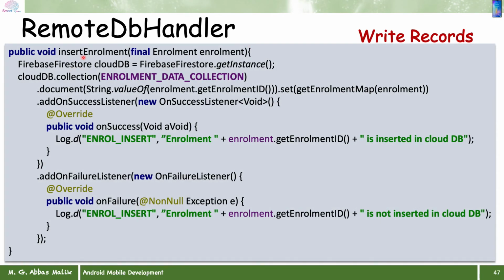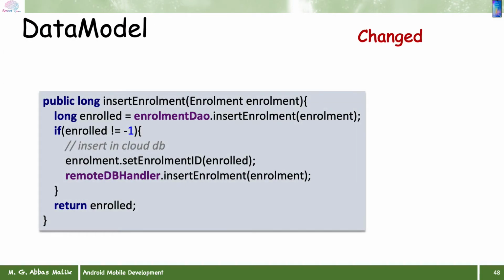And then similarly, we can have the insert enrollment, exactly the same: getting the cloud database instance, opening the collection for the enrollments, and then creating a document, providing the key value pairs, and adding those values in case of success, in case of the failure. And this is the change inside our data model. So you can see that again we are asking our enrollment data access object to insert that enrollment. If it is successful, we set enrollment.set enrollment ID, enrolled ID.